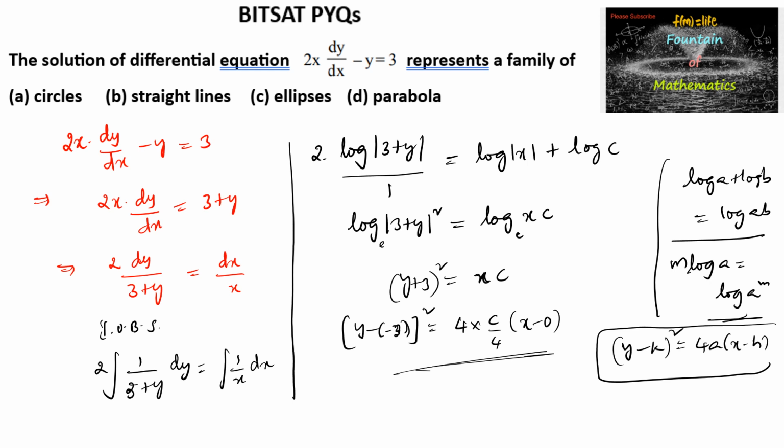So we can mention that this equation represents a family of parabolas depends upon the constant c. So option D is the answer.